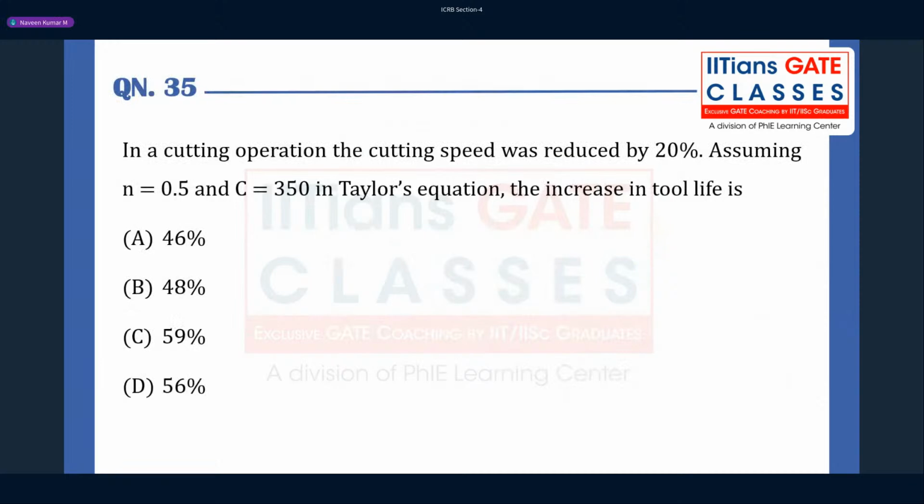Next. In the previous paper also we discussed one question from Taylor's tool life equation. The same thing has been asked here. In a cutting operation, the cutting speed was reduced by 20%, and assuming n is equal to 0.5 and C is equal to 350, the increase in tool life is asked. This Taylor tool life equation is V T power n is equal to constant.